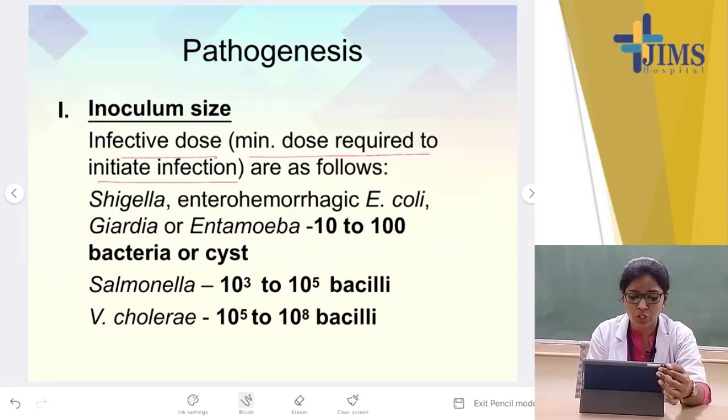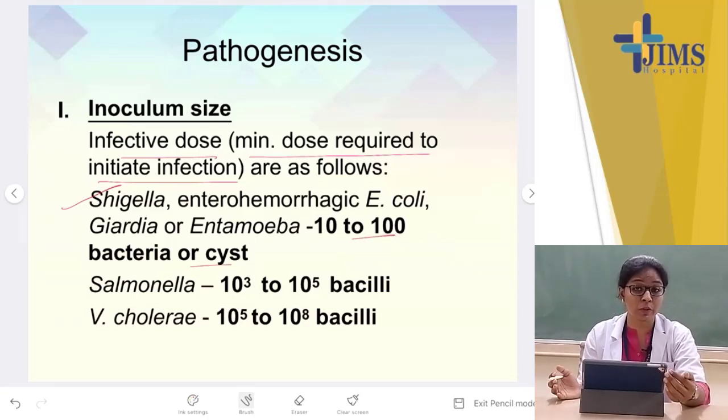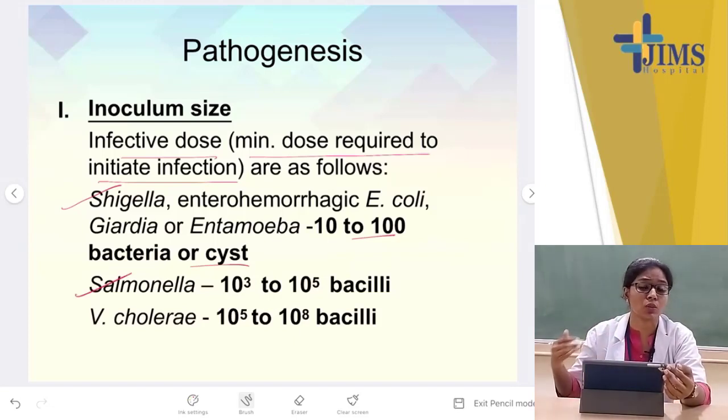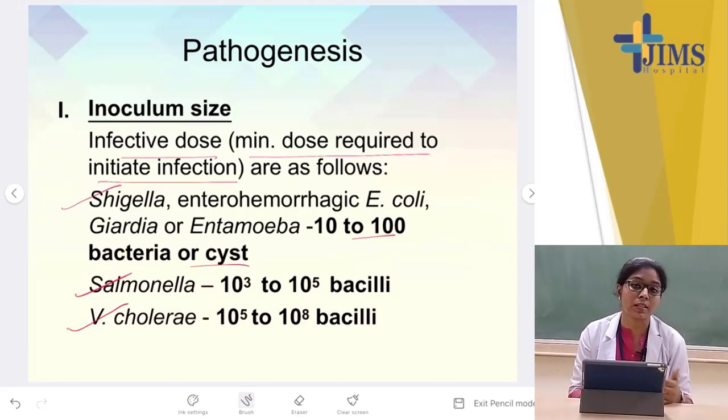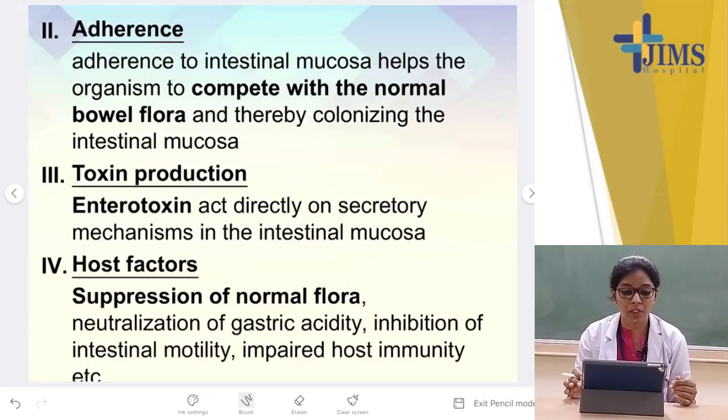For example, say Shigella, enterohemorrhagic E. coli, for them it's just 10 to 100 bacteria or cysts. But in case of species like Salmonella, it's 10 to the power 3 to 10 to the power 5 bacilli. In case of Vibrio cholerae, it's 10 to the power 5 to 10 to the power 8 bacilli. So depending upon the species, the infective dose or the inoculum size differs.